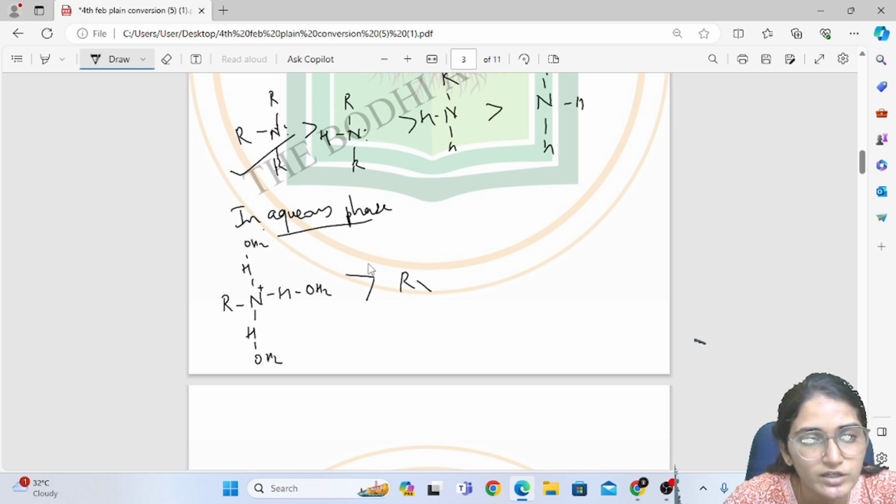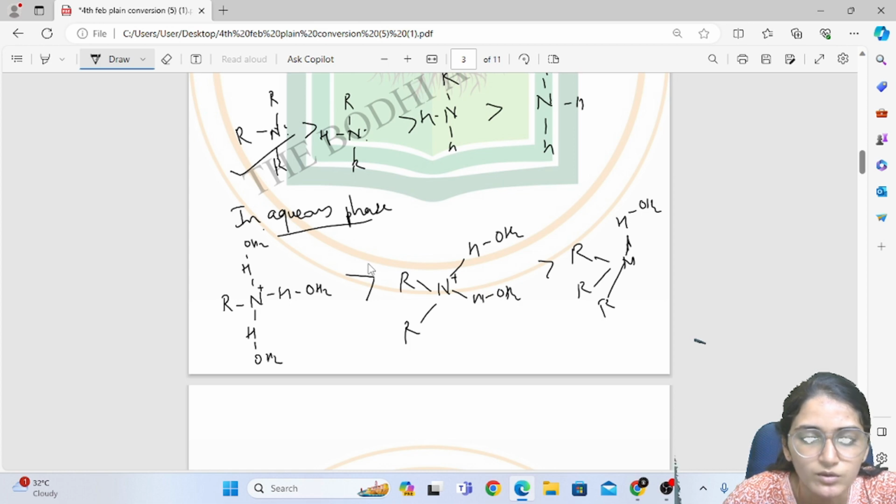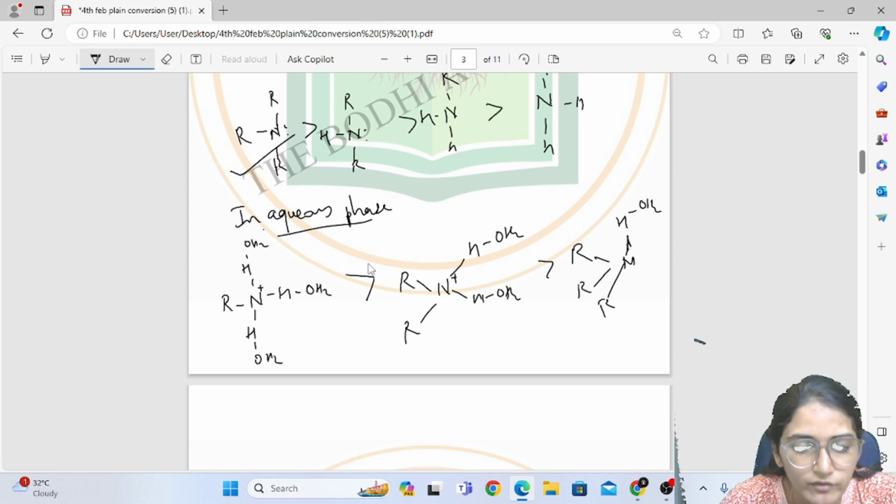In the case of secondary, there are 2 hydrogens which can form bonds with water molecules, and in the case of tertiary, only one hydrogen can form a bond with water. So this is the decreasing order of the extent of hydrogen bonding and order of stability.